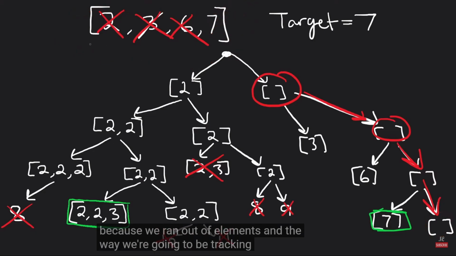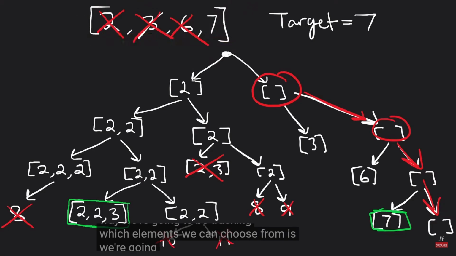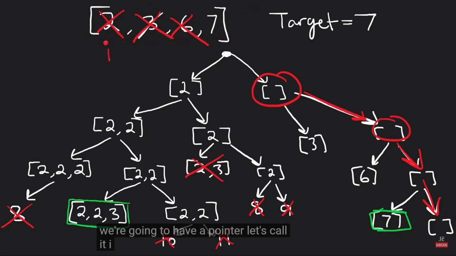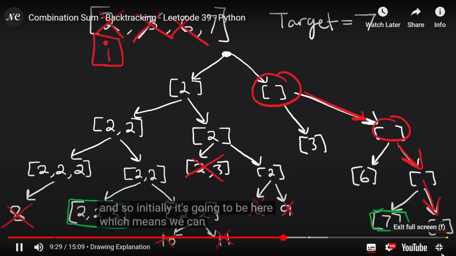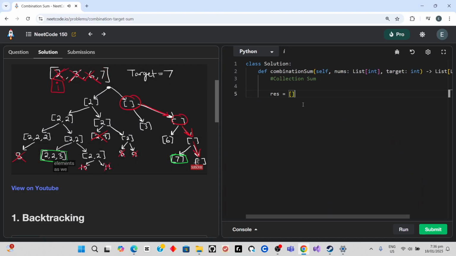And the way we're going to be tracking which elements we can choose from is we're going to have a pointer. Let's call it i. Initially it's going to be here, which means we can choose any of these elements. As we pop an element like this one, we'd take our i pointer and shift it over here, which tells us we can only choose these elements now. So that's the main idea. This is going to be a recursion tree. Each recursion step, we can make 2 decisions, and it's pretty easy to code up once you understand this logic. Let me show you how to do that.